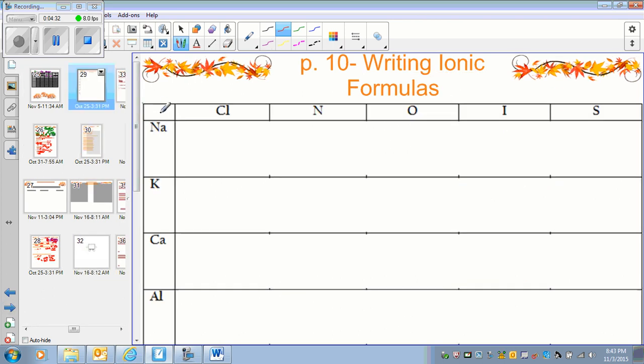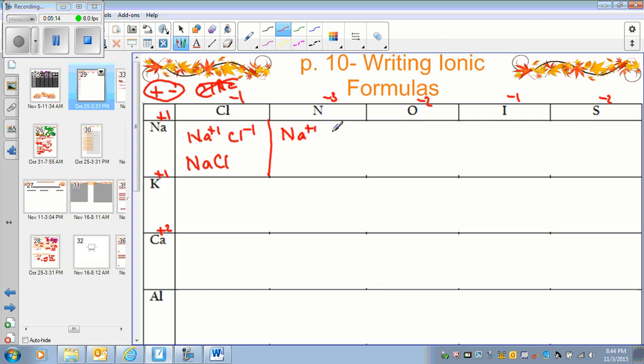So let's do some practice. Sodium is +1, potassium is +1, this is +2, -1, -3, -2, -1, and -2. So these are their oxidation numbers. So sodium is +1 and chlorine is -1. If the numbers are the same, I just simply write the symbols together. You must understand that you write the positive and then the negative. Okay, it has to be a cation, and then it cannot be ClNa. Okay, then you have sodium positive. You have to write the positive and then the negative.